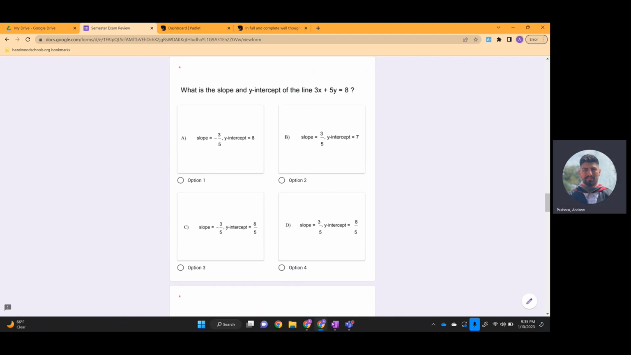What is the slope and y-intercept of the line 3x plus 5y is equal to 8? So to figure this out, we can again put it in y equals mx plus b form.